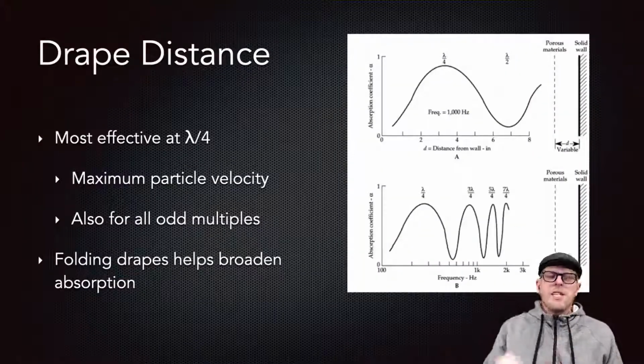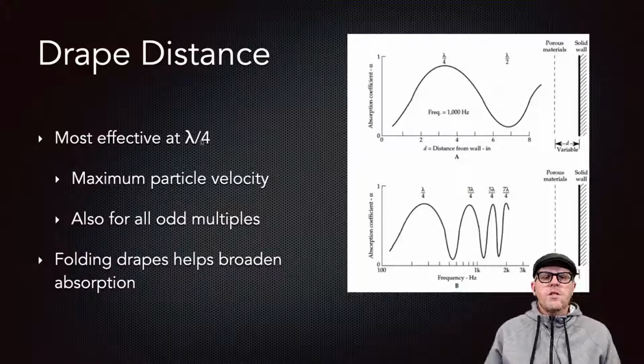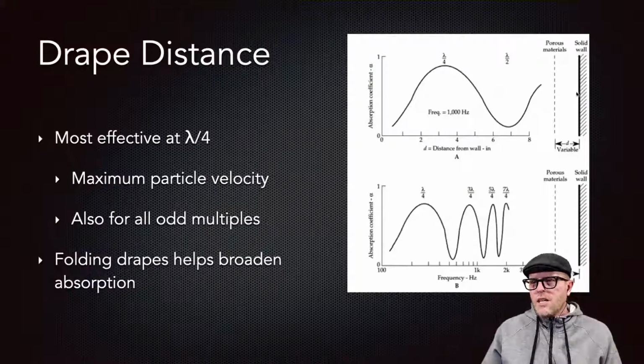Okay, let's take a look at drape distance. This is the same thing we saw with the foam, that it's most effective at a 1/4 wavelength. So what we're doing here is we have a solid wall and a porous material right here. And as we move things to a 1/4 wavelength, this is at a frequency of 1000 hertz. So we're 1/4 wavelength from the wall.